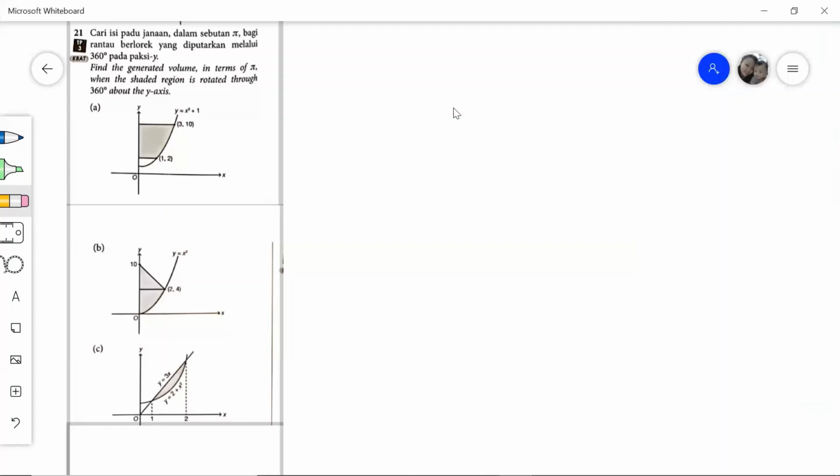Hi everyone, this is Practice Formatif chapter 3, question number 21. In this question, we need to find the generated volume in terms of pi when the shaded region is rotated through 360 degrees about the y-axis.